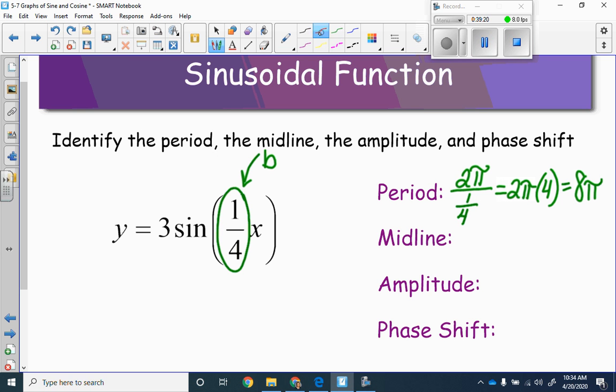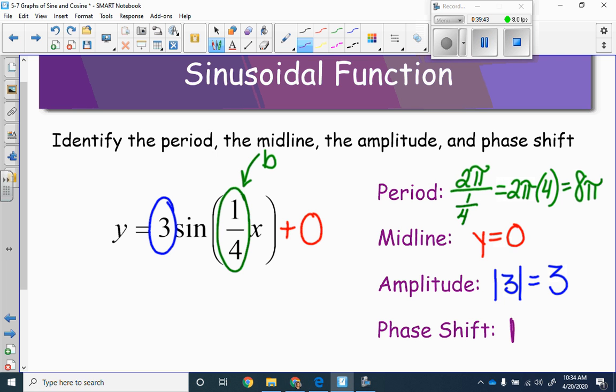Our midline, well, I'm not adding anything here, so our midline is going to stay at y equals 0. The amplitude is our value of a right here, and if I take the absolute value of 3, I get 3. And I am not adding or subtracting anything inside here, so there is no phase shift. Okay, so there you are.